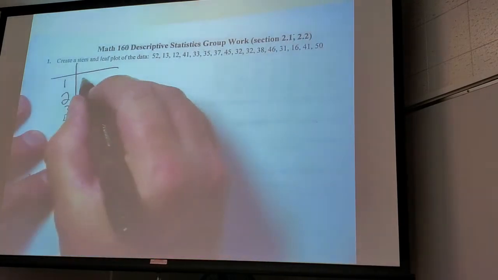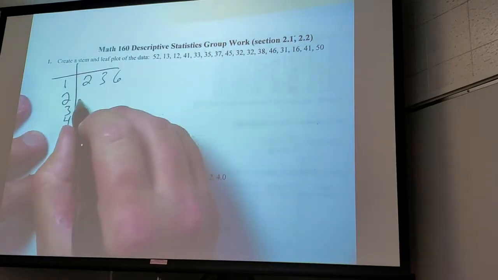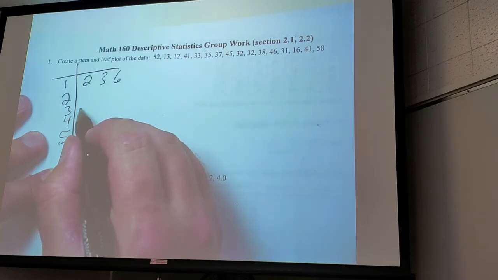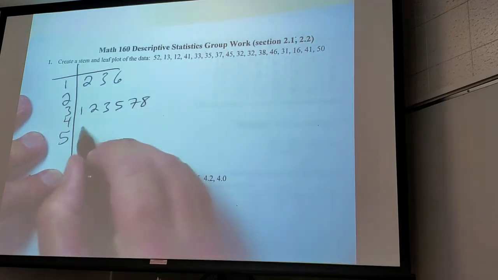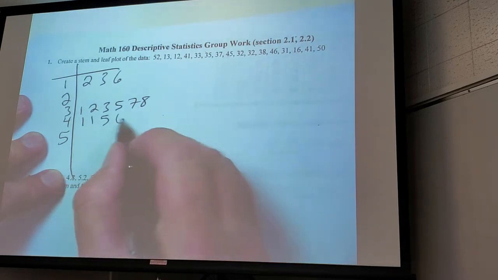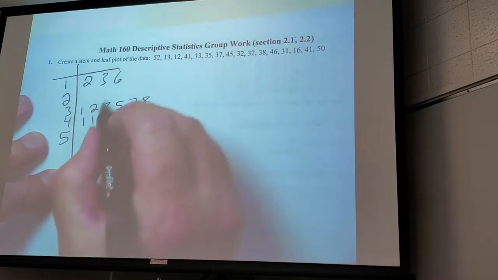So the first one is 2, 3, 6? Yeah. What's the 2s? No 2s. What's the 3s? 1, 2, 3, 5, 7, 8. We got the 4s. 1, 5, 1, 1, 5, 6. Yes. There's two 2s in the 3s. It's 1, 2, 2, 3, 5, 7. Okay.